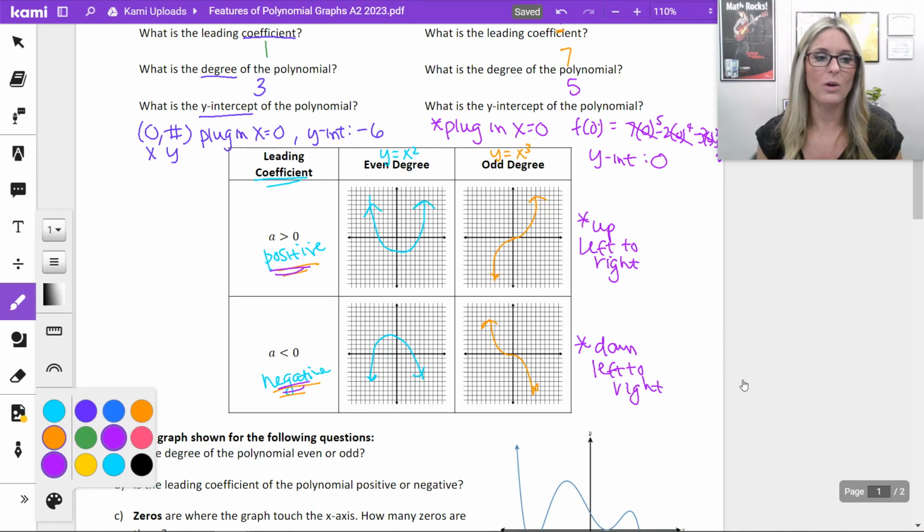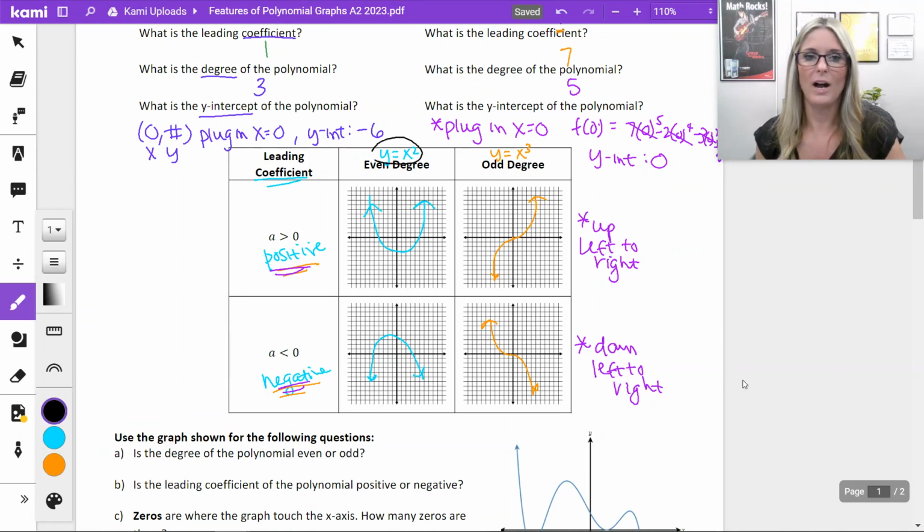So what if it wasn't just y equals x squared? What if it is another even degree? What if it's x to the fourth? Let me list some of these. What if it's x to the fourth? What if it's y equals x to the 18th? If it is an even value as the degree, it's going to have the same rules here.